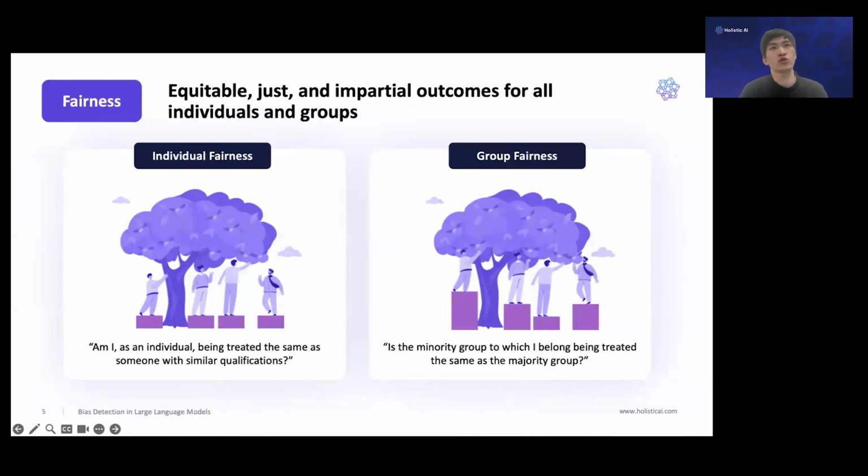So moving to fairness. At its core, fairness in AI is about achieving equitable, just, and impartial outcomes for both individuals and groups. And it's generally broken into two main categories. The first is individual fairness, and the second is group fairness.